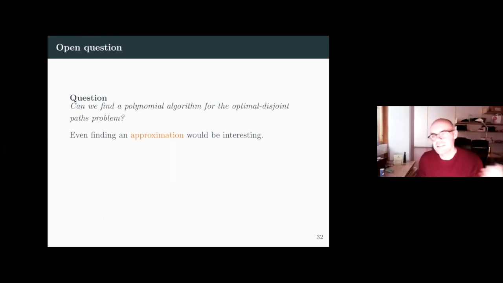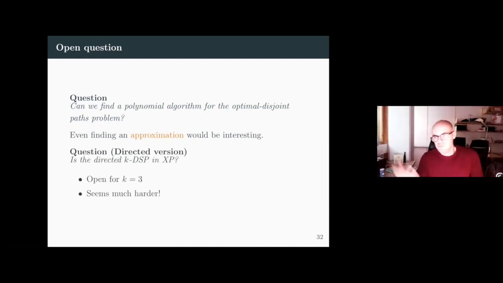I don't know. It seems that it requires different ideas, but I don't know. And again, let me remind you that everything is open for k equal to 3, and I believe, maybe there is one, but I've never found one, that even finding an approximation would be interesting for k equal to 3. So can we find a polynomial algorithm for the optimal version of it? And then there is another open problem, which is probably more feasible and more related to what we did, which is the directed version. Can you solve the k-disjoint shortest path problem in the directed case? Again, it's open for 3, and it seems to be much harder.